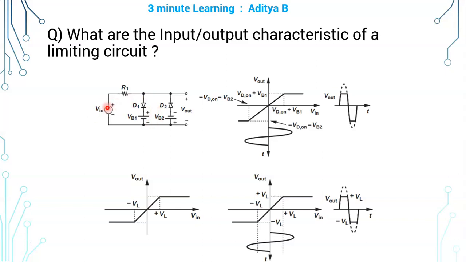So whenever Vin is positive and also greater than VB1 plus 1 diode drop, the output will be clipped at VB1 plus 1 diode drop, as you can see here, or in the input waveform you can see this. This level is nothing but VB1 plus 1 diode drop.